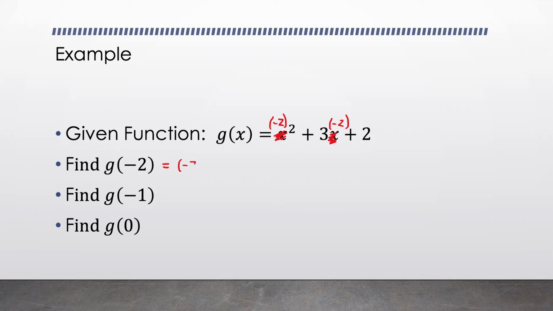So I have negative 2, and that is squared, plus 3 times negative 2, plus 2. Again, order of operations tells you to start with your powers and then move to multiplication. So first I'm going to do negative 2 squared. If you're using your calculator, be sure that you put the negative 2 in a set of parentheses. Negative 2 times negative 2 is positive 4.